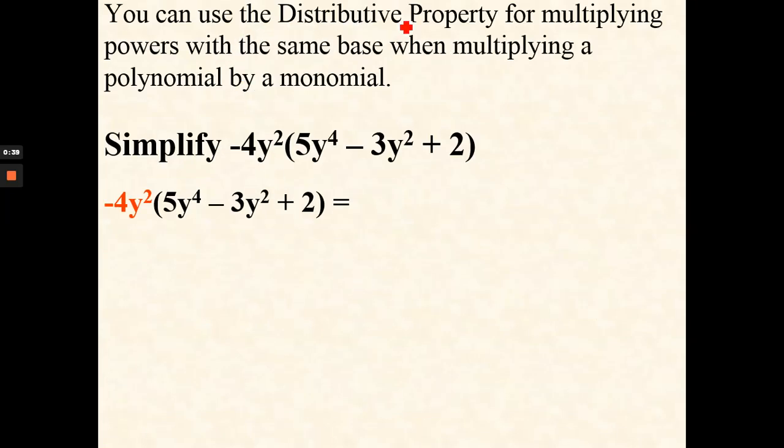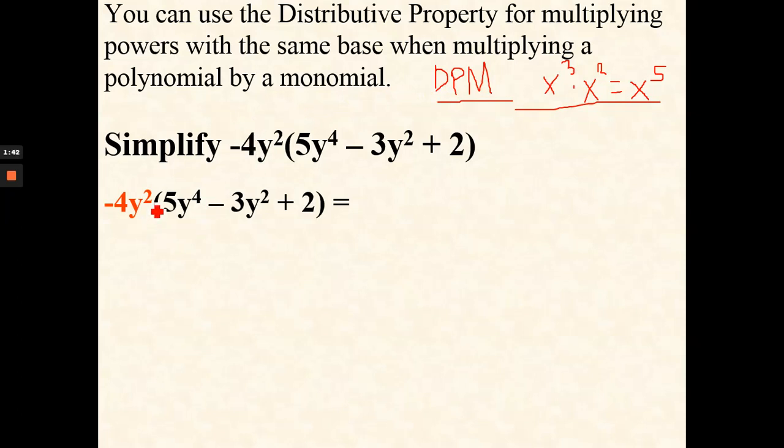You can use the distributive property for multiplying powers with the same base when multiplying a polynomial by a monomial. So in multiplying polynomials, we have to apply the distributive property of multiplication, and you're going to follow the rules in multiplying powers. Always remember this rule: x raised to 3 multiplied by x raised to 2. Since the operation is multiplication, you just copy the base and add the exponents. 3 plus 2 is equal to 5. These are the two important concepts in multiplying polynomials.